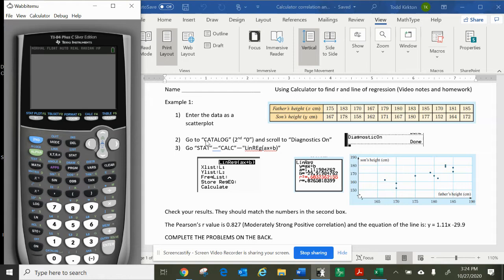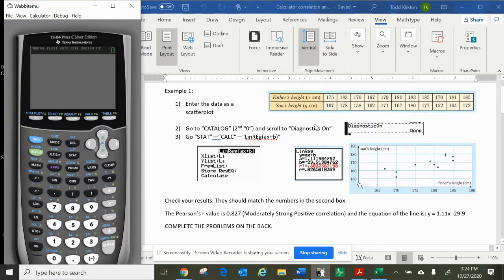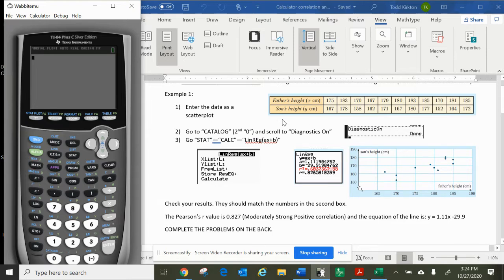The first thing starts out just the same as we would do for a scatter plot. So I have this little problem right here. We're going to see the relationship between the father's height and the son's height. You need to pause the video right now and enter those in whatever list you want to use, list 1, list 2. So go ahead and pause and enter those. Okay, so you can do a scatter plot if you want. I put the scatter plot on here, but I'm going to show you how to actually find the number for R.